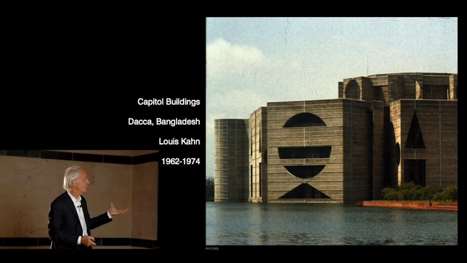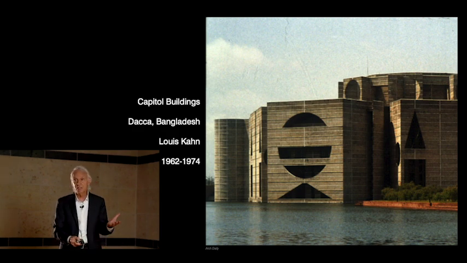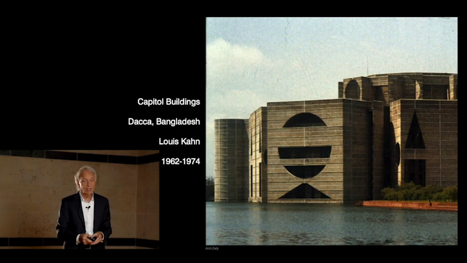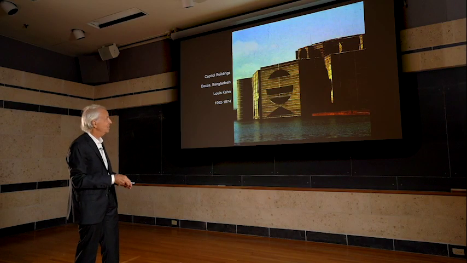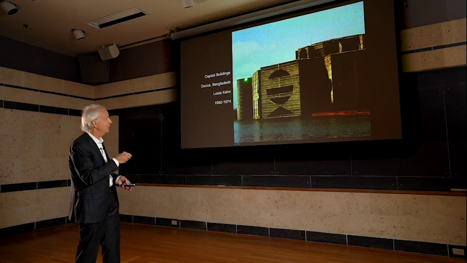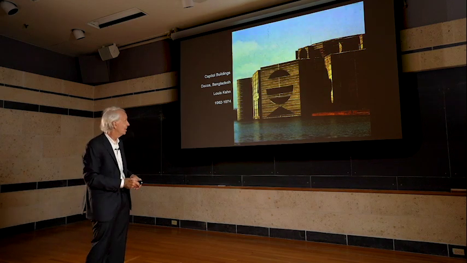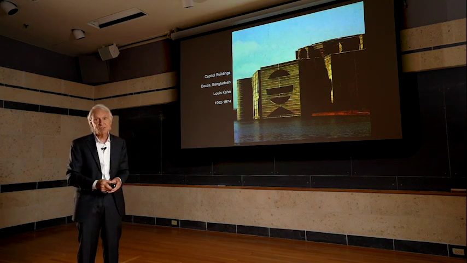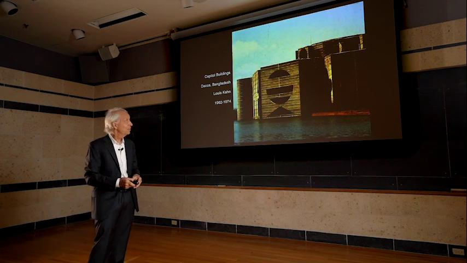I want to close with this building by Lou Kahn. We've already looked at several buildings by Lou Kahn. We looked at the Bryn Mawr dormitory that he did. We looked at the Kimball Museum in Fort Worth. In this case, this is a very well-known building he did that is the national capital of Bangladesh. That was done between 1962 and 74. As you can see, a very long period to build it.